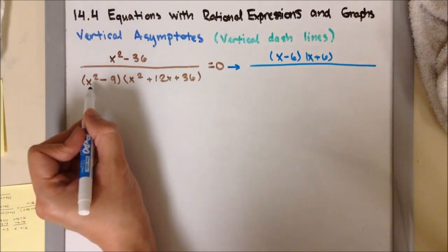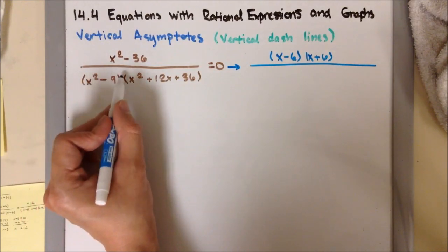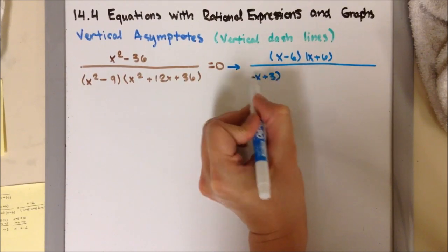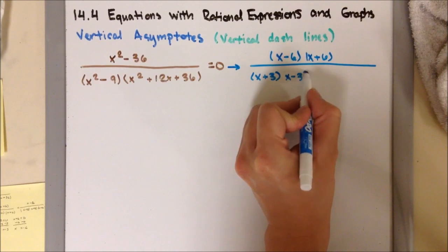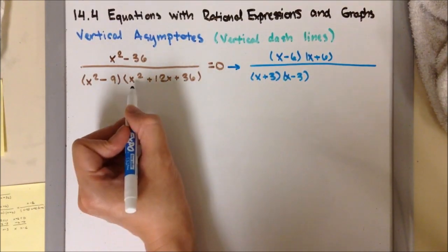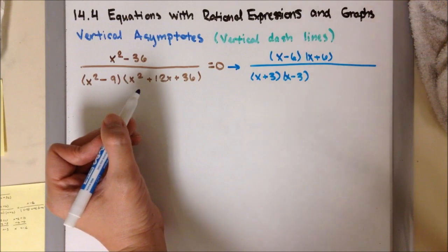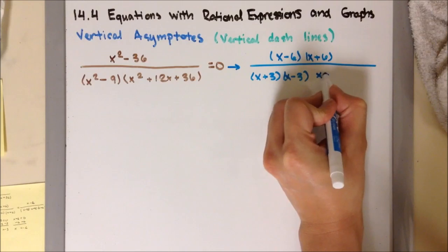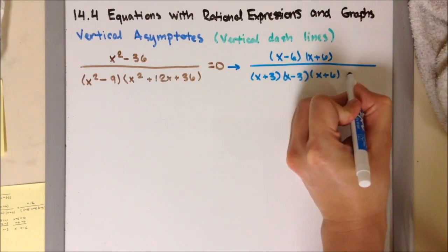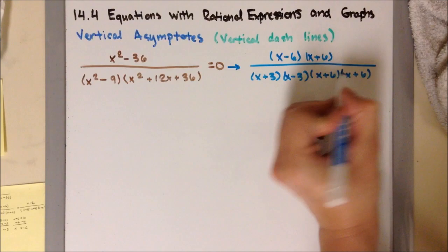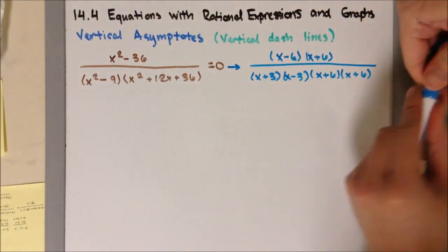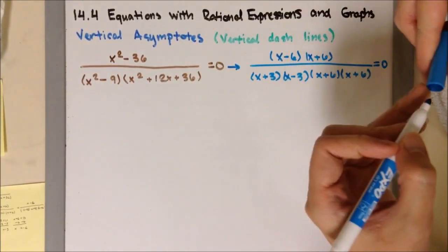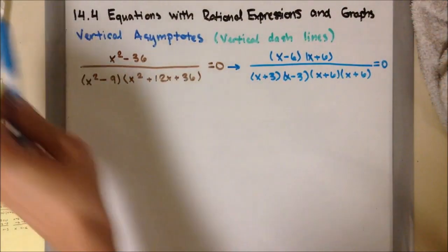Now, in the denominator, the first one, x squared minus 9, that's another difference in square. When you factor, you should have x plus 3 times x minus 3. Now, the next one, x squared plus 12x plus 36, that is a perfect square. When you factor it, you should have x plus 6 times x plus 6. So, those are our factors. And let me put equal to 0. So I finished step 1, factor the rational expression.